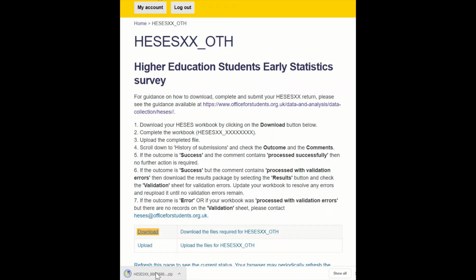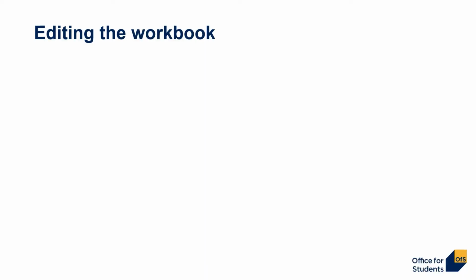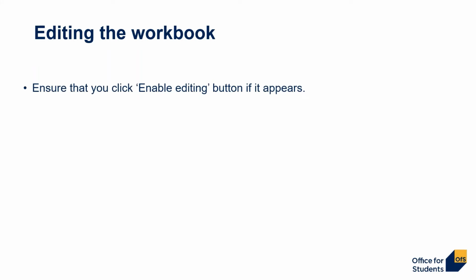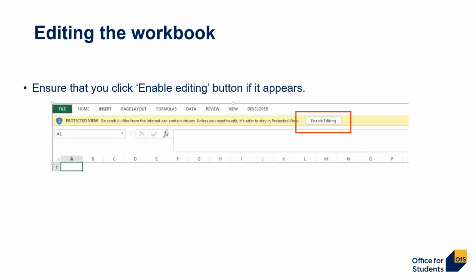Your workbook will be contained within a zip file. Save the zip file to your device and extract the workbook from it. The blank workbook will be on the portal throughout the process, so you can download this blank workbook as many times as you like. After decompressing the zip file, you can open your workbook. Ensure that Enable Editing is activated so that you're able to complete the survey. You'll need to do this if you see the yellow bar at the top of the Excel window containing those words.